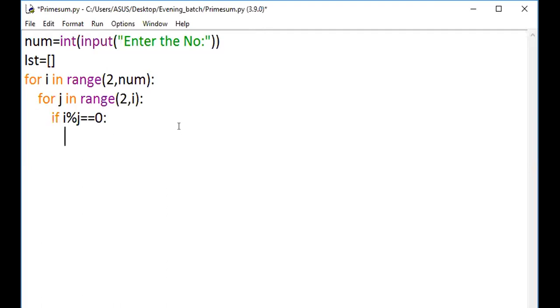If it is divisible, break your process. Else, you're supposed to add this value to a list. So I believe that everyone is clear with the prime number logic. Do you want me to explain the prime number logic, guys? If at all required, you can just let me know.